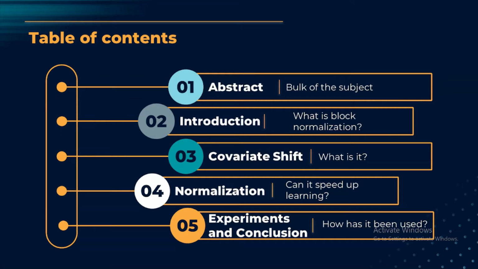First of all, the table of contents. We talk about the bulk of the subject. What is batch normalization? Covariate shift. What is covariate shift? Normalization, and can it speed up learning? Experiments and conclusion, and how has it been used.